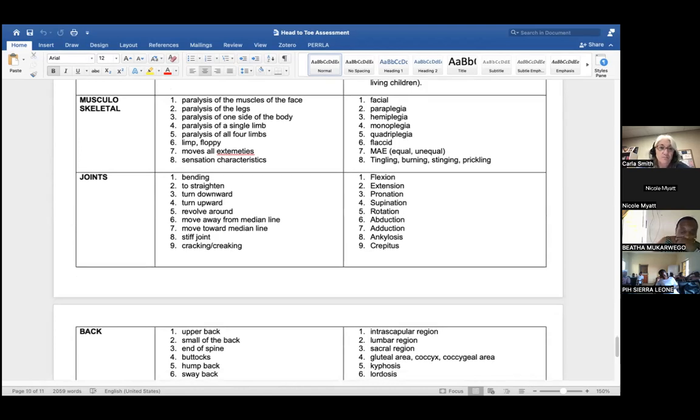Musculoskeletal. Do they have paraplegia, hemiplegia? Is their muscle movement flaccid? Do they move all extremities equally, unequally? When we're looking at sensation, is there tingling, burning, stinging, prickling?